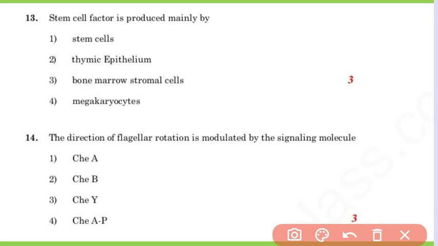The signaling molecule is CHEY, and this CHEY gets phosphorylated and rotates the flagella in a counterclockwise direction and the cell to a clockwise direction. So option third is the answer of this question, that is CHEY. This is a signaling molecule for rotation of a flagella.